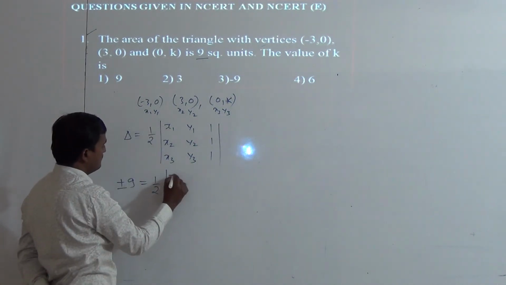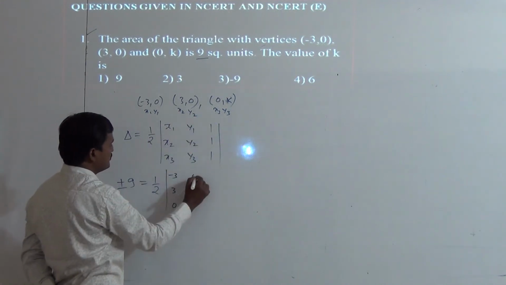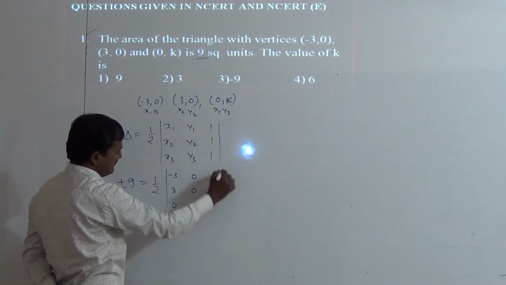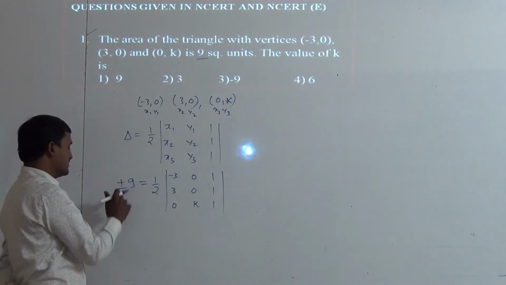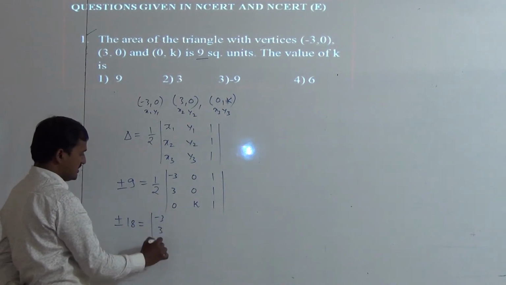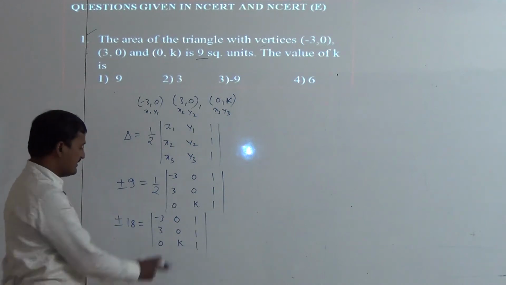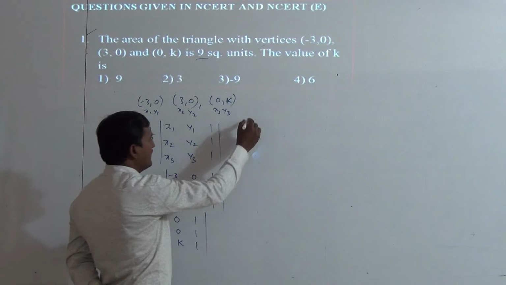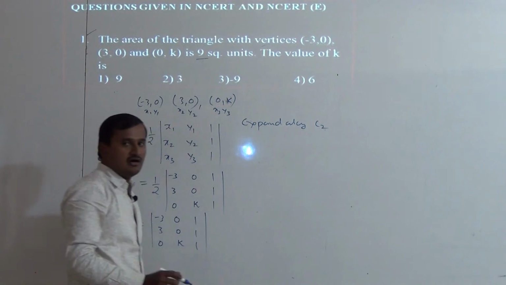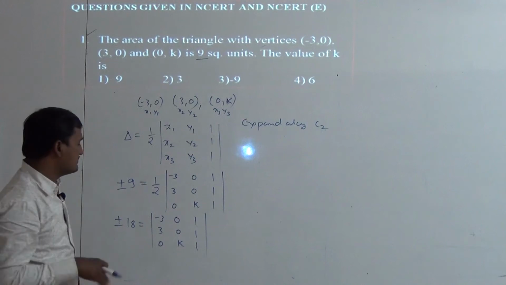What is the value of x1? Minus 3, x2 is 3, x3 is 0, y1 is 0, y2 is 0, y3 is k, and here it is 1 1 1 as it is. Now take this 2 to this side, so clearly this becomes 18 is equal to the determinant minus 3 3 0, 0 0 k, 1 1 1, right? Now I will expand this determinant along C2. We always expand the given determinant along the row or column having maximum number of 0s.